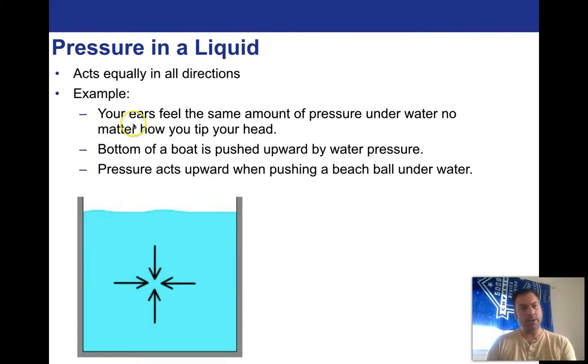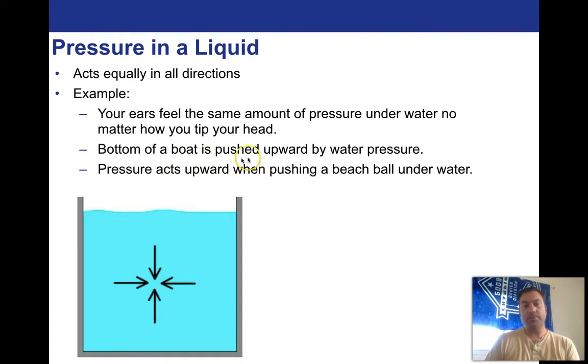For example, your ears feel the same amount of pressure underwater no matter how you tip your head. You can go like this, you can go like this, and you'll still feel that pressure. Some of you can even feel it when you're going up over a hill. The air pressure around you will drop, and your ears will start to pop, and as you come back down, they'll pop again. You notice that just turning your head won't clear it out.